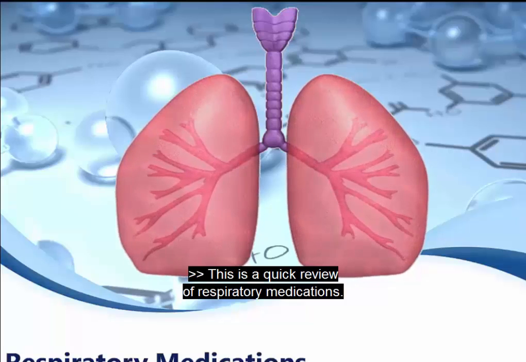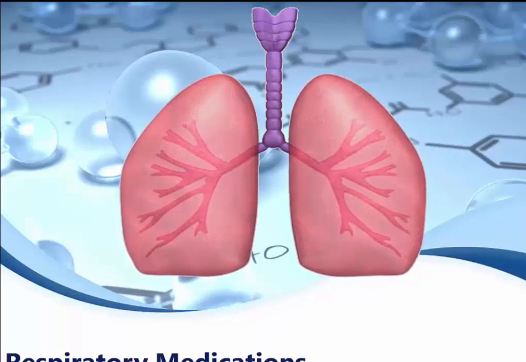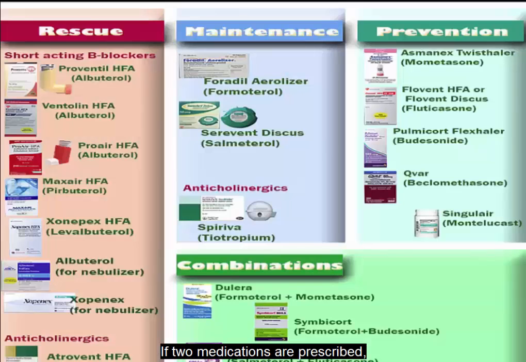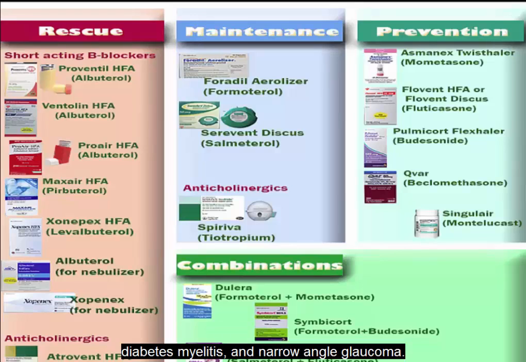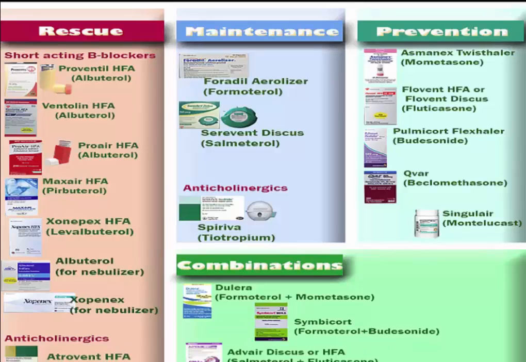This is a quick review of respiratory medications. If two medications are prescribed, administer the bronchodilator first and the corticosteroid second. Bronchodilator should be used with caution in patients with hypertension, diabetes mellitus, and narrow-angle glaucoma.